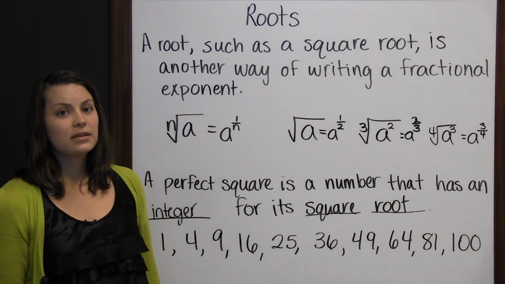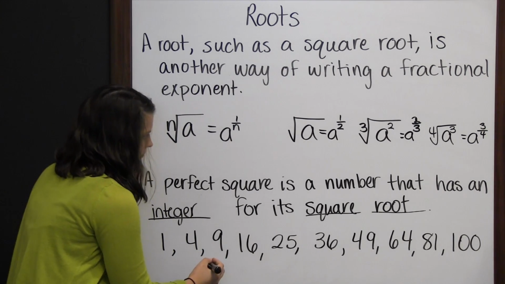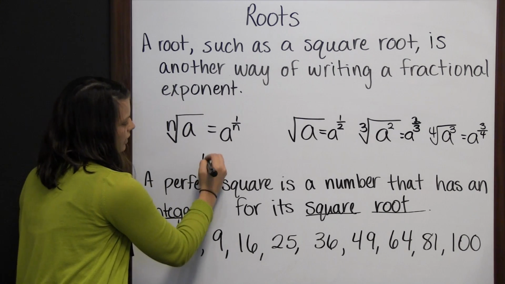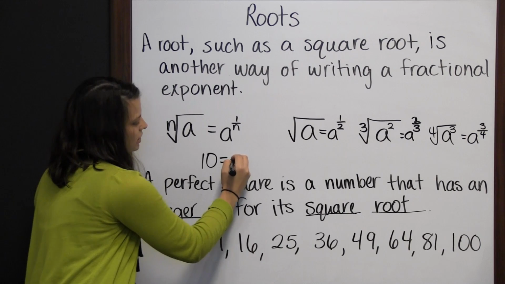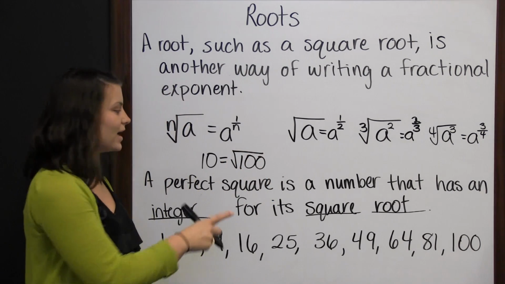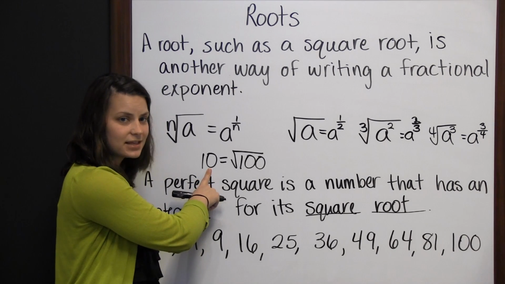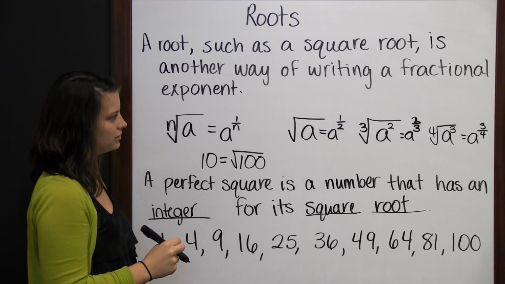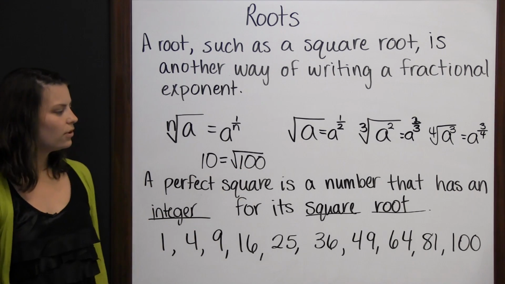When you say something like 10, well, I'll write it right here. 10 is the square root of 100. What you're saying is that 10 times itself is 100. So there's a quick overview over roots.